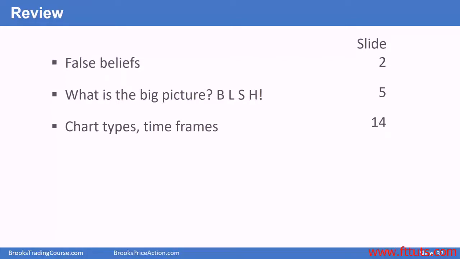And then I talked about the big picture. You want to buy low, hoping that the market will go higher. You want to sell high, hoping that the market will go lower.